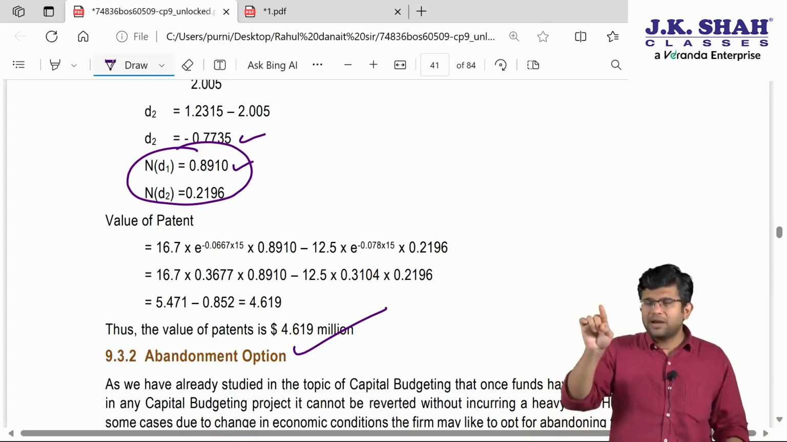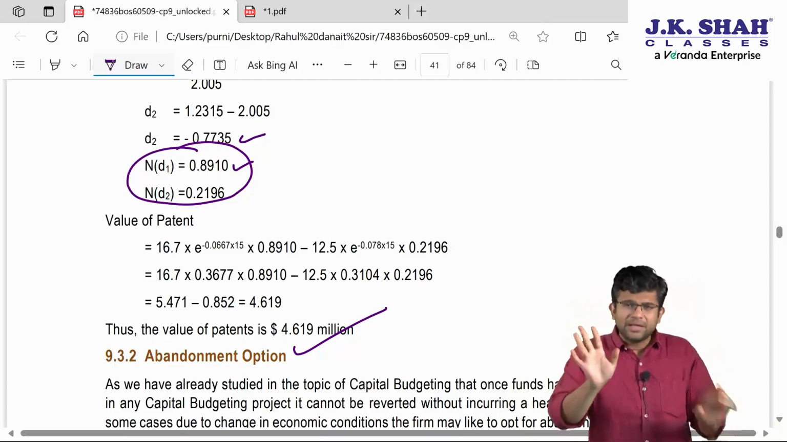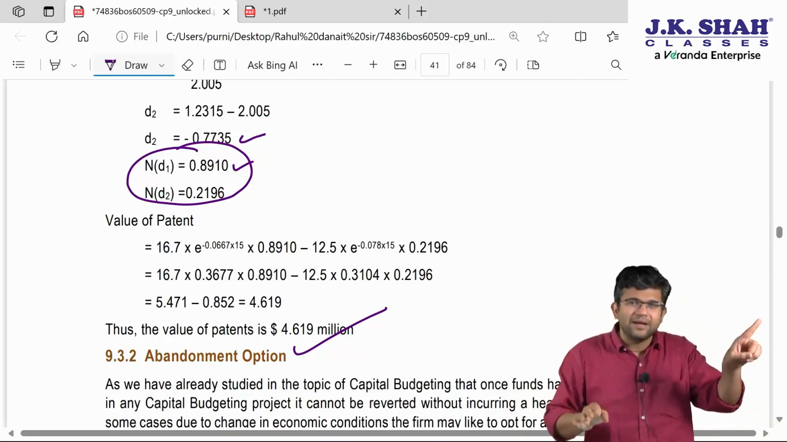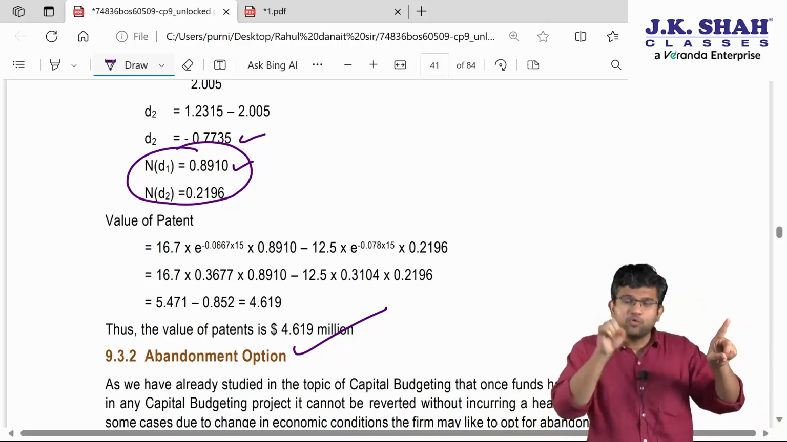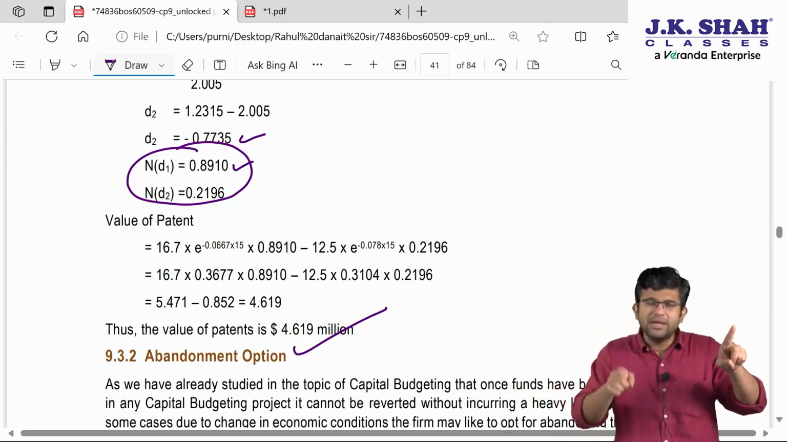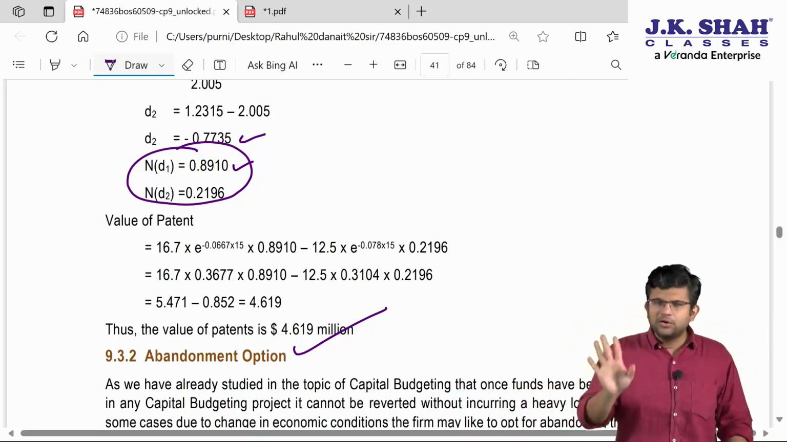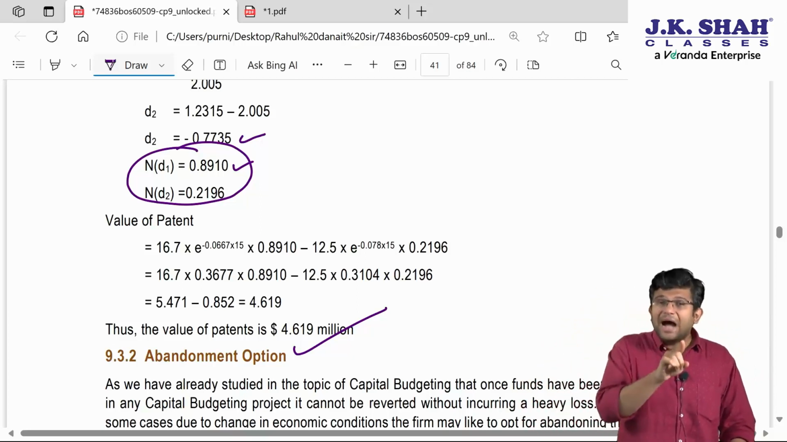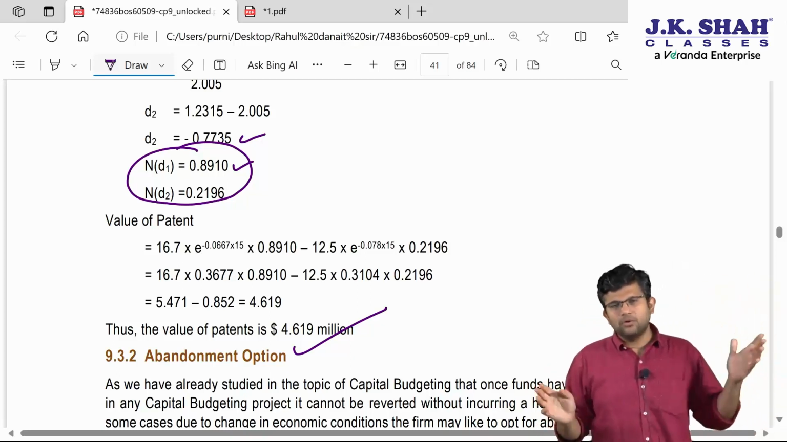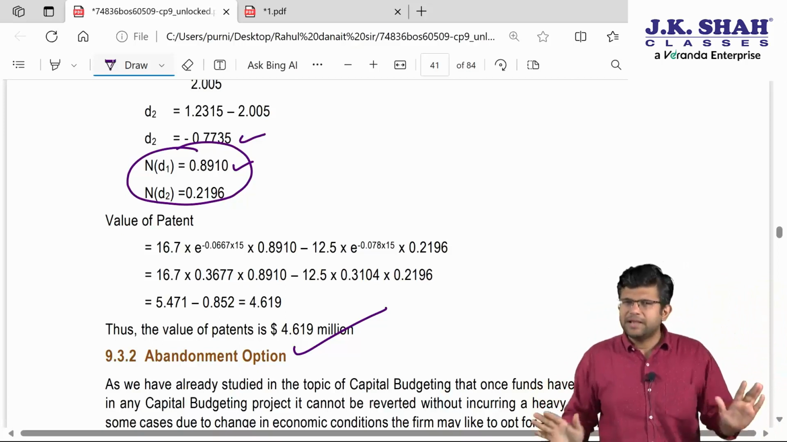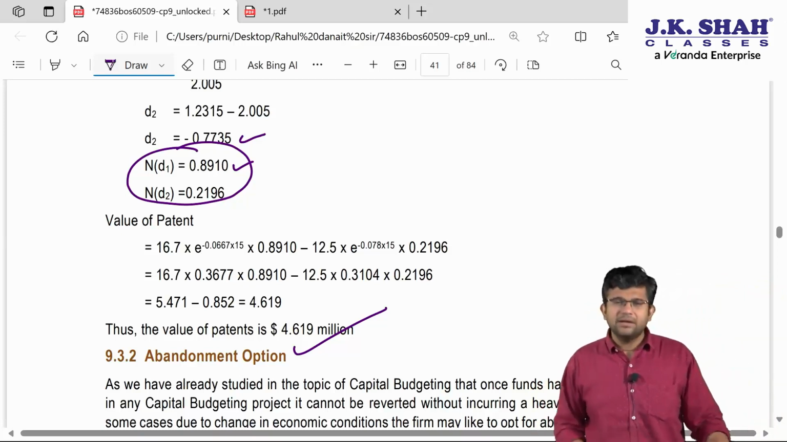In D1 what is the formula? Natural log of S0 by K. That S0 don't adjust. Keep it like that only, because the adjustment is happening in the R, because the yield is given to you as percentage. If yield was given to you in rupees, I would have adjusted the S0 only, but because it is given to you in percentage, we do ln S0 by K normal plus R minus Y plus sigma square by 2 into T the whole upon sigma root T. Everything else remains same, right? So that is as far as valuation of a patent is concerned, right?